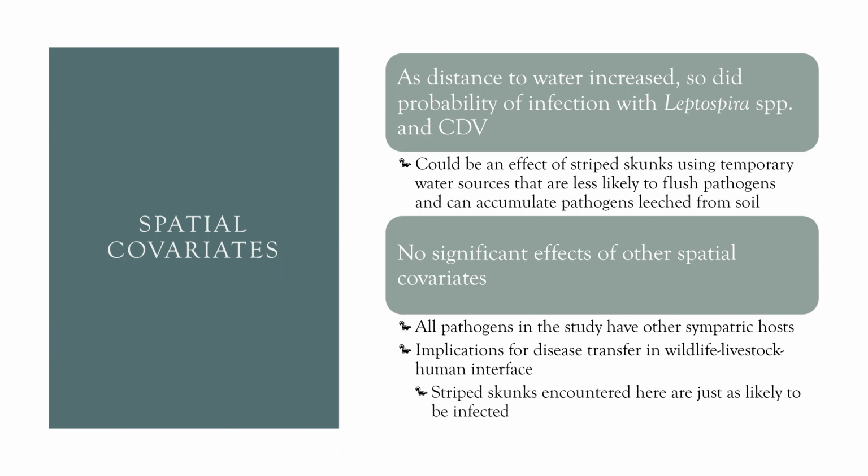I detected no significant effects of other spatial covariates, but it's worth noting that all of the pathogens in this study have other sympatric hosts. And regardless, this actually has implications for disease transfer, especially in these areas with wildlife and livestock and humans, because striped skunks that are encountered around humans and around livestock are just as likely to be carrying these pathogens that can also infect those humans and livestock.